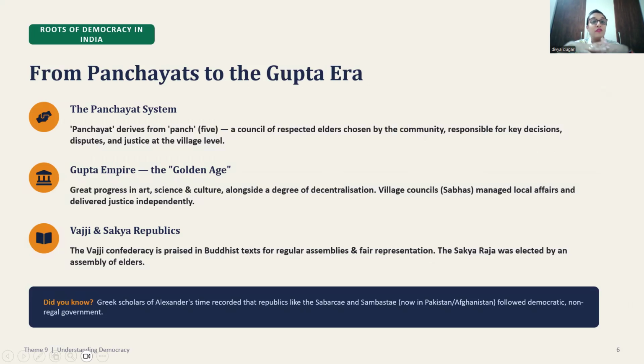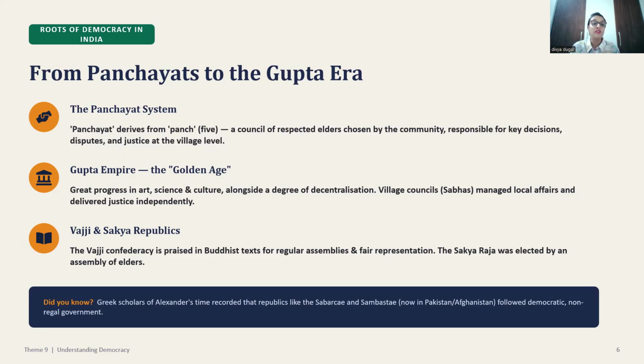So students, from the Panchayat to the Gupta era also we can see the roots of democracy. If we speak about the Panchayat system, this word Panchayat is derived from the word Panch, which means five. It's a council of respected elders chosen by a community, and they are responsible for taking decisions. The Gupta Empire was called the Golden Age. Why? Because at that time great progress took place in art, science and culture. Also, different kinds of sabhas and samitis came up during that time.